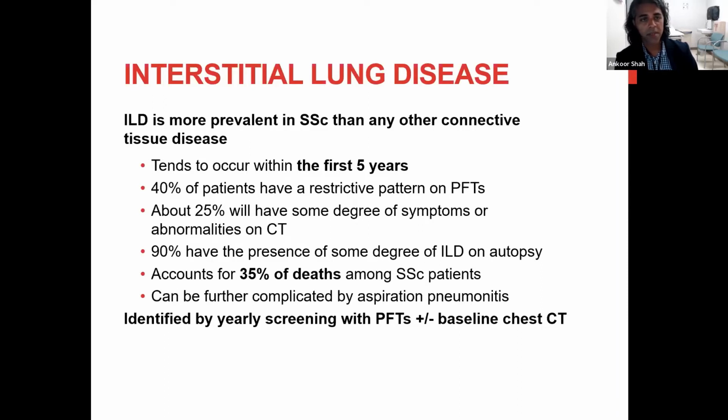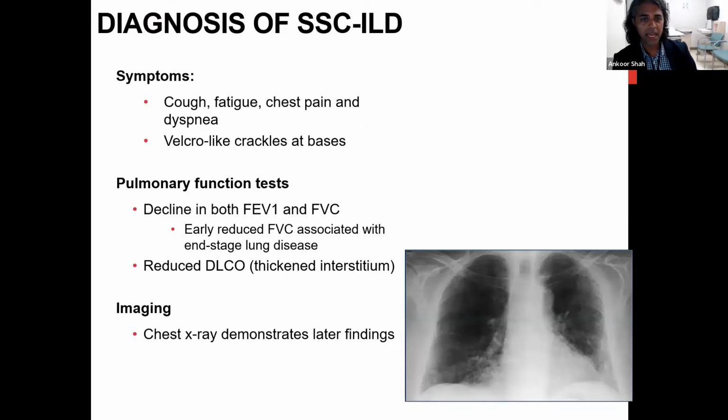I identify the presence or concern for interstitial lung disease by screening yearly with pulmonary function tests. I do also get a baseline chest CT to see if there's any evidence of interstitial lung disease at baseline. Again, the diagnosis of ILD is based symptomatically on symptoms such as cough, fatigue, chest pain, and dyspnea, Velcro-like crackles at the base. The pulmonary function test, if there is a decline in both FEV1 and FVC, again, this prompts me to check a CT. If I hadn't before, get a first one. You may also see a reduced DLCO.